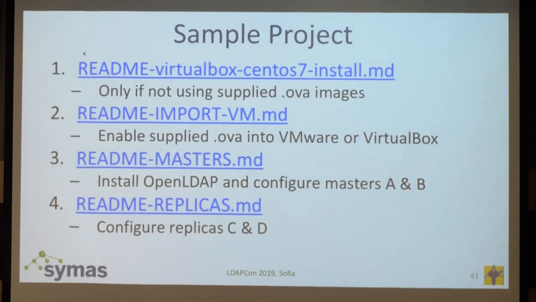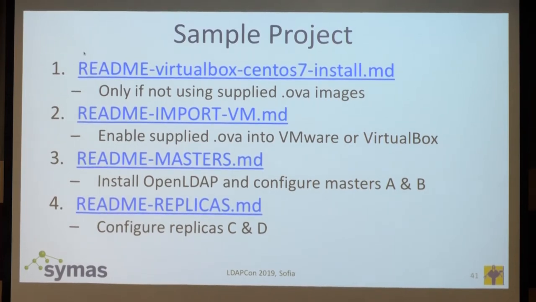And there are several readmes. The number one readme is how we installed a CentOS 7 ISO into the hypervisor, and you shouldn't have to do that if you use our image. You'll just start with number two, or you'll enable the image within your hypervisor. We tested it with VirtualBox and VMware, although I don't have a lot of confidence that it's going to work for everybody, so we very likely might have to help.